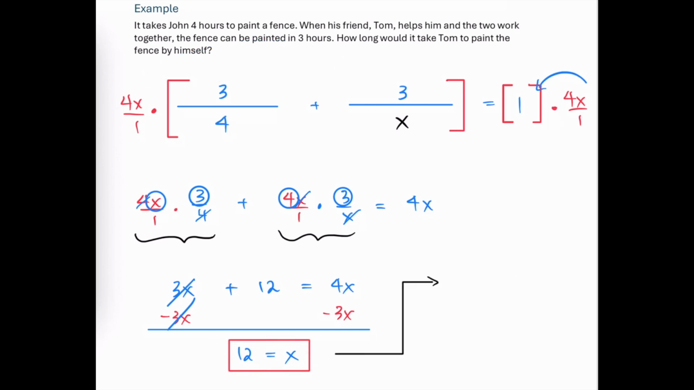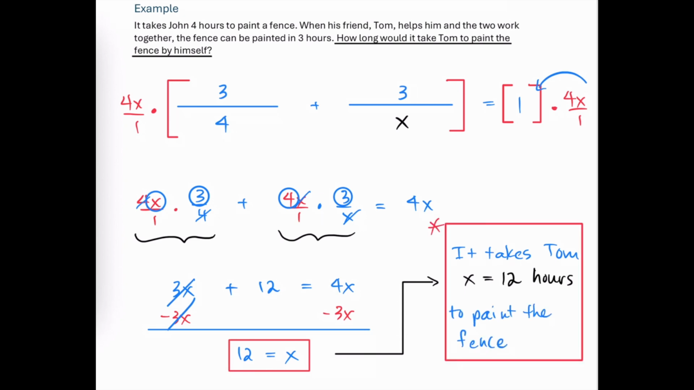But let's go back to the beginning to clearly state our answer. Remember, x represented how long it would take Tom to paint the fence. So let's say that our value 12 then is measured in hours. So it takes Tom 12 hours to paint the fence if he were working by himself.